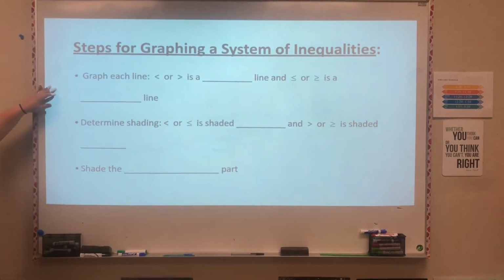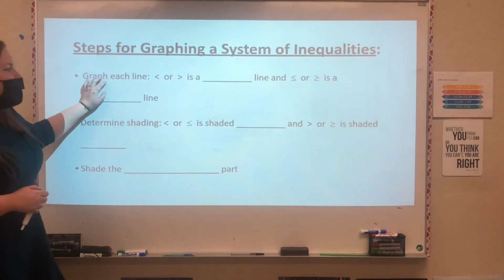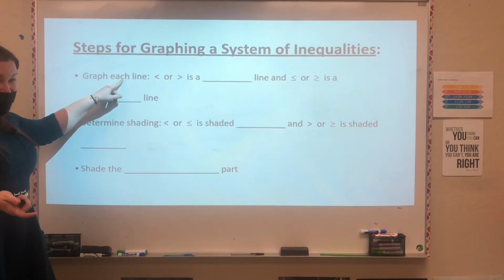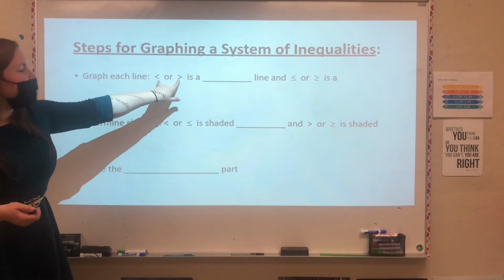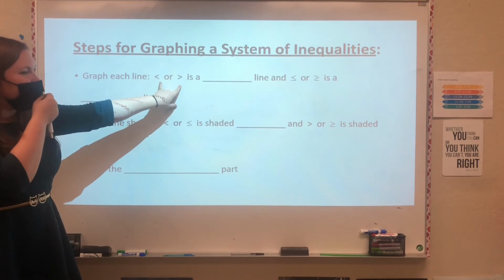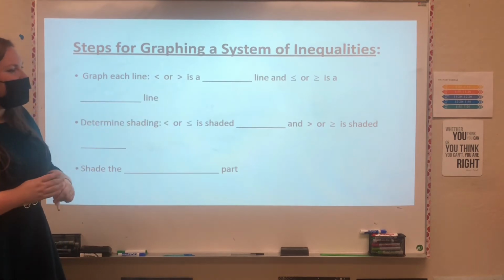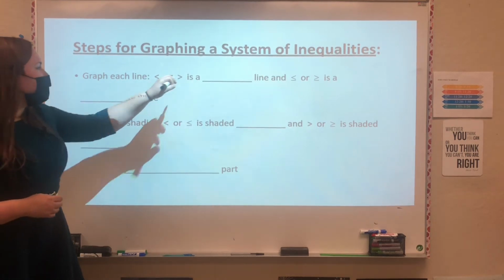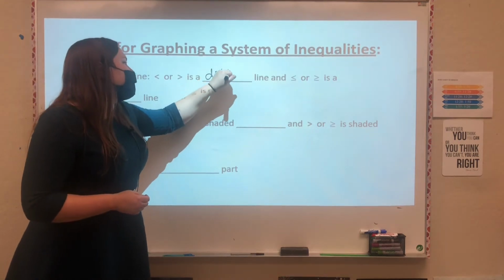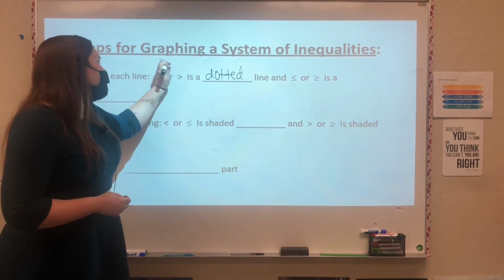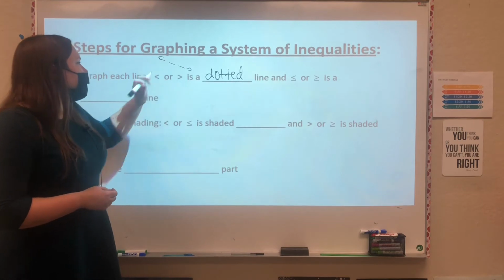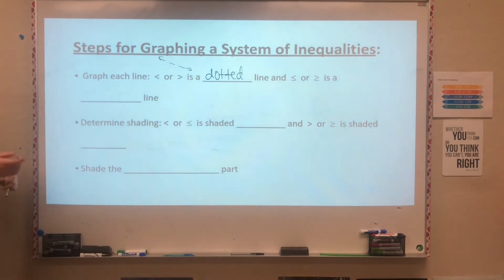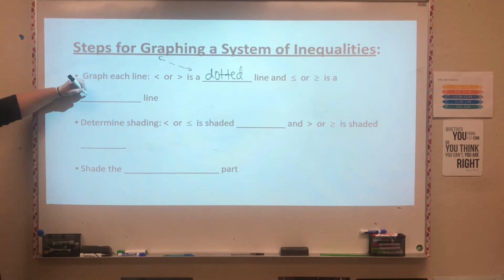So what we learned back in Algebra 1A was two things about graphing just a single inequality. We said that when you're graphing inequalities, we had to decide on a line to use. For a less than sign or a greater than sign, do you remember what we called the line that we would use for those? Dotted line? Yep. So we would use a dotted line or a dashed line, whatever you prefer to call it, but it looked like that. And then for the less than or equal to or the greater than or equal to, that would be a solid line.